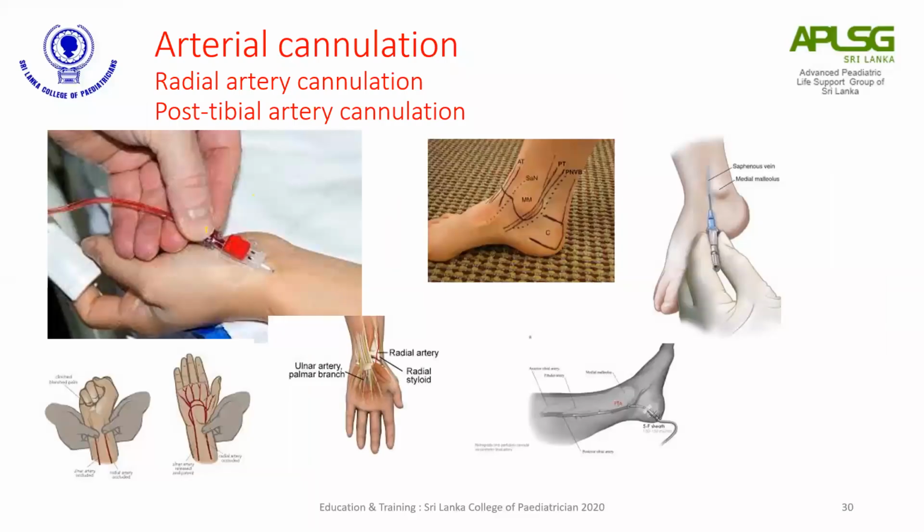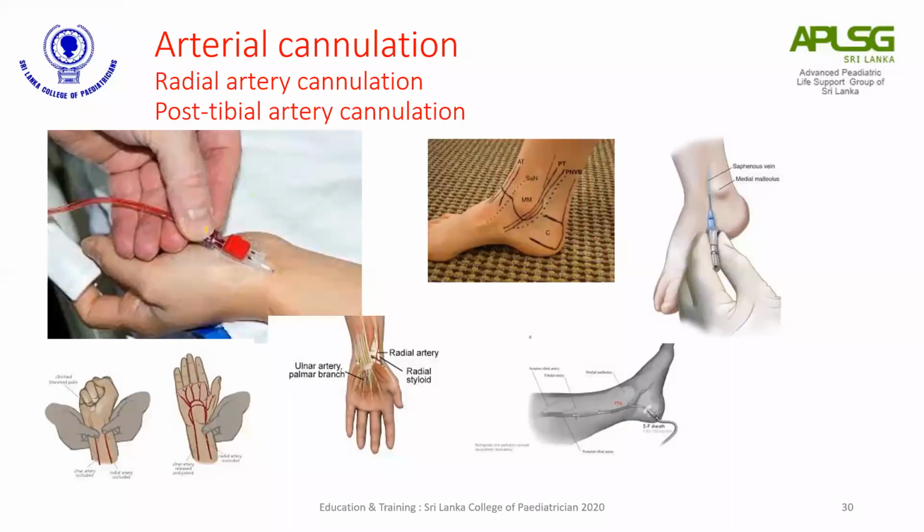Arterial cannulation. When do you want to cannulate an artery? Maybe to monitor the arterial blood pressure, or if you want to take arterial blood gas, or if you want to calculate the cerebral perfusion pressure. So arterial cannulation is important in these instances. There are a few things you have to remember when selecting a site for the artery. One thing is the site should be free of infection. There shouldn't be any kind of skin break around the area. And also there should be good collateral circulation.